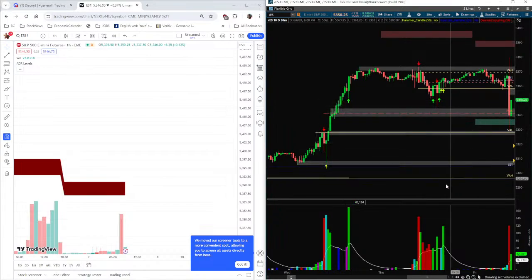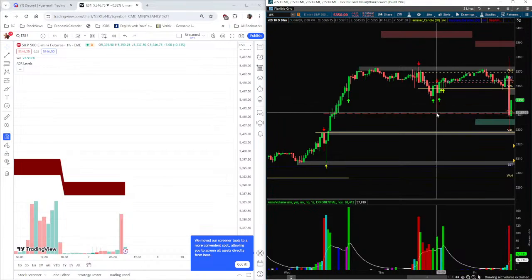All right, so these are my levels that I'm playing with. Like I said, I'll be looking for a short here. Probably get rid of this, probably get rid of that, that way I'm not too concerned about them and not cluttering up my page too much.